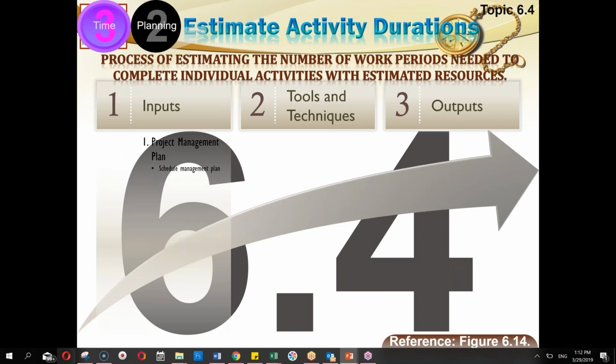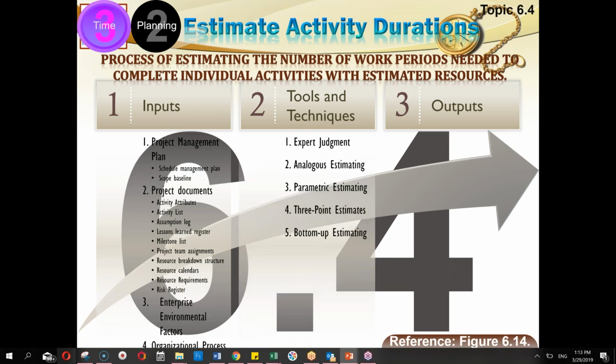And to estimate the duration, we will have the project management plan and naturally the schedule management plan and scope baseline as input, and in project documents, all that has been created so far. That means the activity attributes, activity list, assumption log, lessons learned, milestone list, team assignments, resource breakdown structure, resource calendar, resource requirements, risk register, all of these things will be required. And in addition, we can have enterprise environmental factors and organizational process assets.